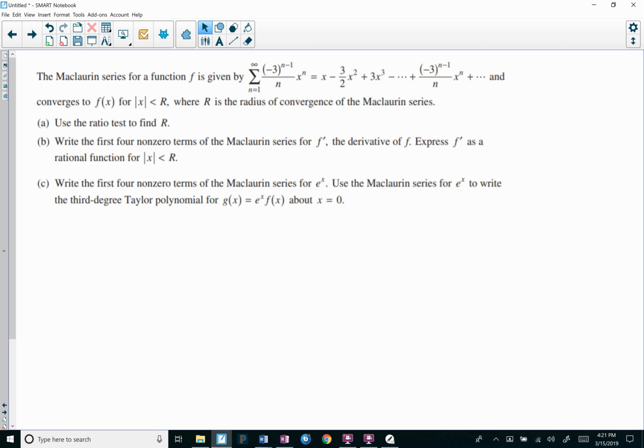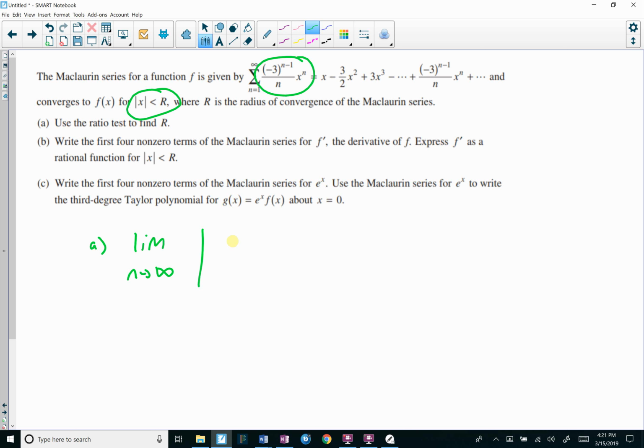Part A is very straightforward. Use the ratio test to find the radius of convergence. Now remember, before we jump in, in order for it to converge, the absolute value of x must be less than 1. We will use that in a minute. Okay, so the ratio test says the limit as n approaches infinity of the absolute value of the n plus 1 term divided by the nth term. So when I add 1, I'll get negative 3 to the n, right? N plus 1 minus 1 over n plus 1 times x to the n plus 1.